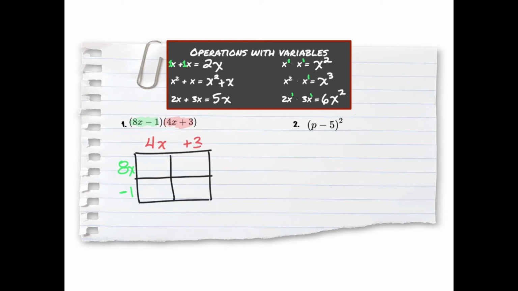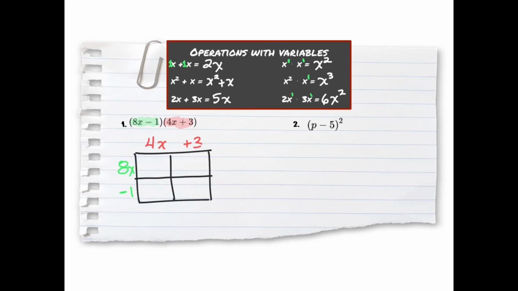Okay? After this, all that we're going to do is start multiplying, multiplying to fill what is inside each one of these boxes. So we're pretty much doing length times width. Okay? So we're going to multiply 8x times 4x. So in multiplication, we multiply the big numbers.